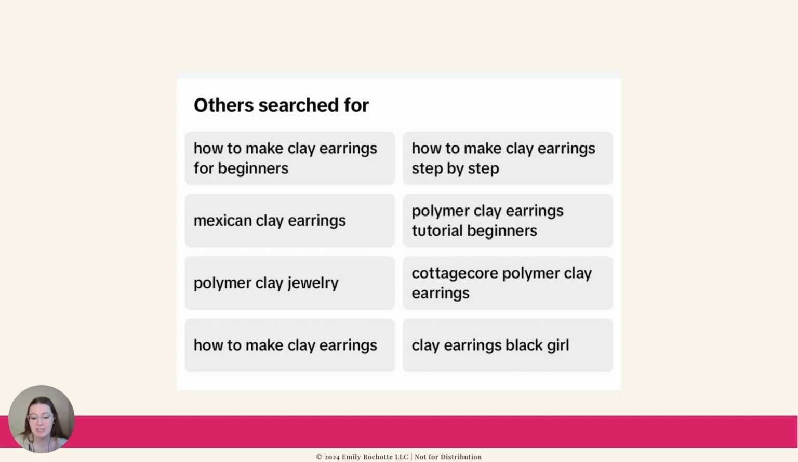Cottage core polymer clay earrings is another one that shows us that we can insert whatever kind of style word would describe our designs, and then write polymer clay earrings because people are looking for earrings to go with all kinds of styles: dressed up, dressed down, cottage core, boho, etc., etc. This goes on and on as you continue to scroll, and there will be more. And as you search other topics, so maybe you make clay necklaces or you make other types of jewelry, search those as well. It'll give you endless content ideas.